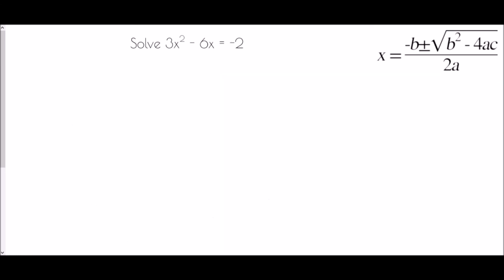One last question then. Solve 3x squared, take away 6x equals -2. Now, first of all, this piece here, it is not in the form equals 0. It must always be in that form if we want to solve the equation. Therefore, the first thing I'm going to do here is rearrange this so that it does equal 0, and that would be by adding 2 to both sides. So that now equals 0.